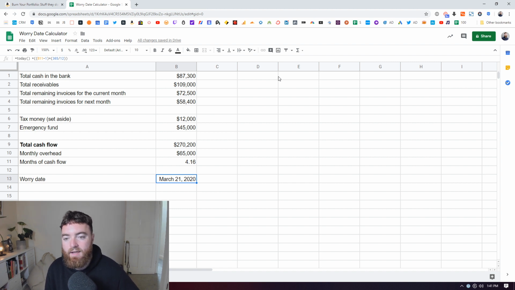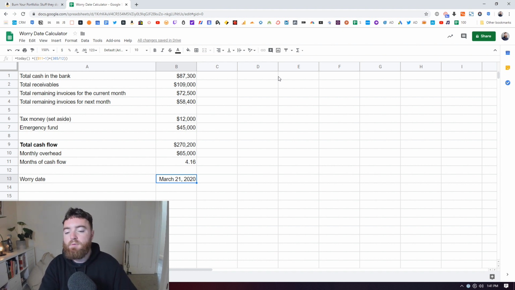And as we update these numbers and as we keep going, you'll see this number sort of shifting further into the future or closer to the present. And that's the number that you kind of need to keep an eye out for. And until you're getting close to that point, you don't need to be as worried about the income and the ingoing and outgoing of your business.